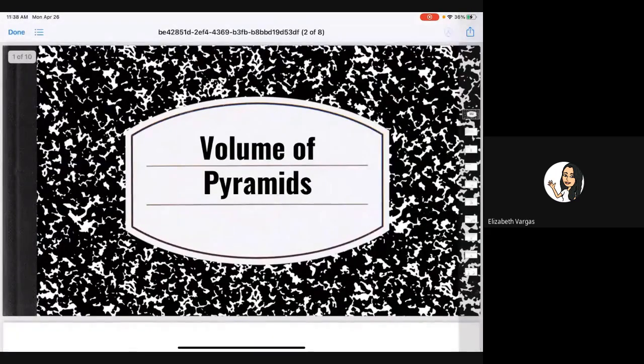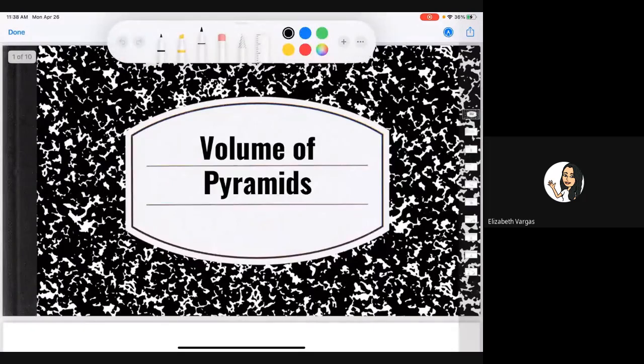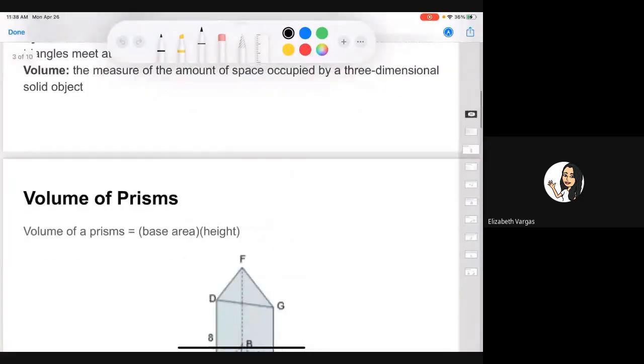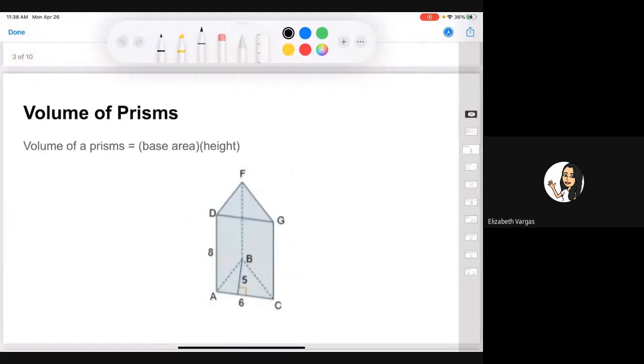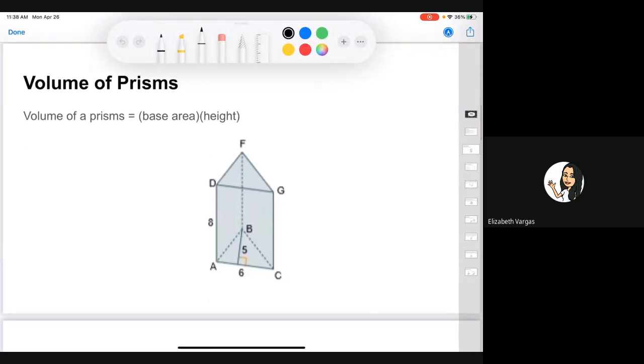Okay. So today we're going to look at volume of pyramids. Like I said before, we looked at volume of prisms, and today we're going to look at volumes of pyramids. Just to remind you about volumes of prisms, the way you find the volume of a prism is you want to identify the area of the base and then multiply that by the height. If for some reason you have an oblique prism, you're going to use the oblique height. But if you have a normal prism, you're just going to use the normal height.